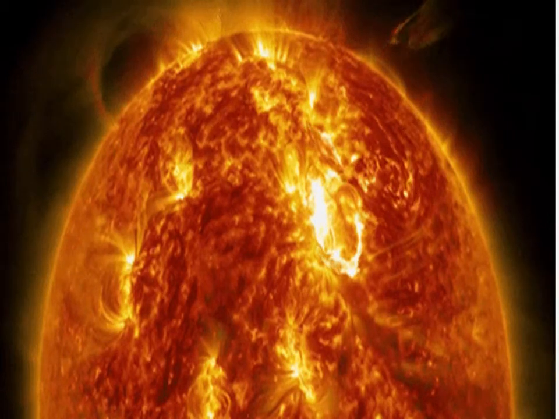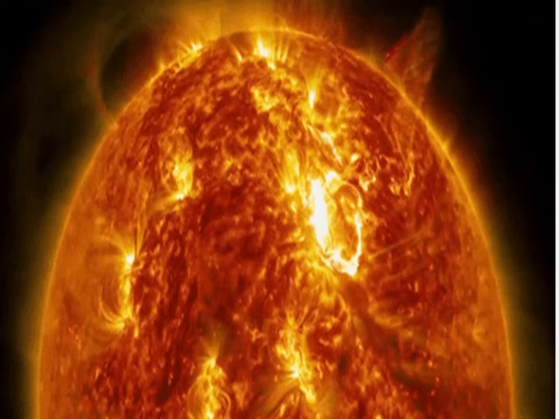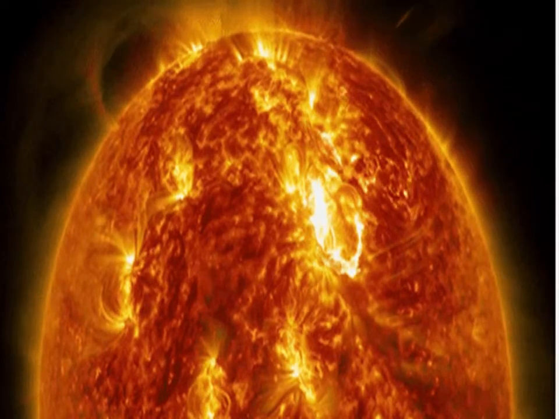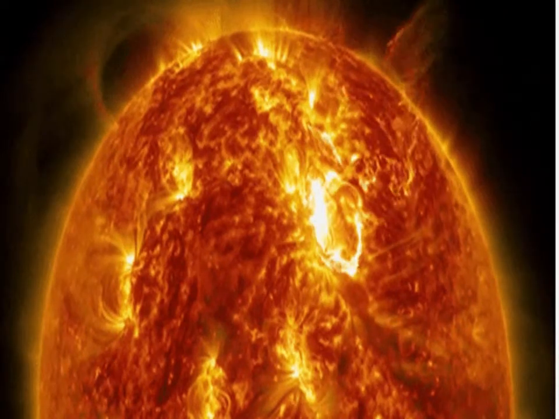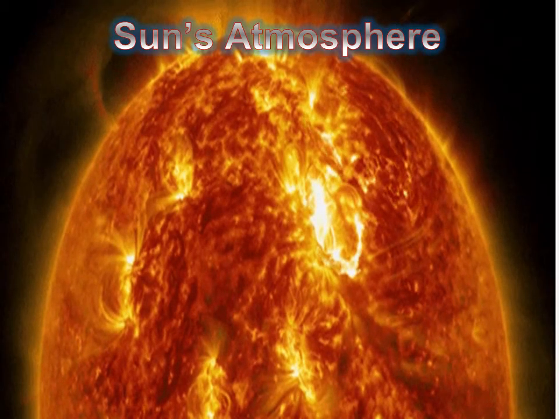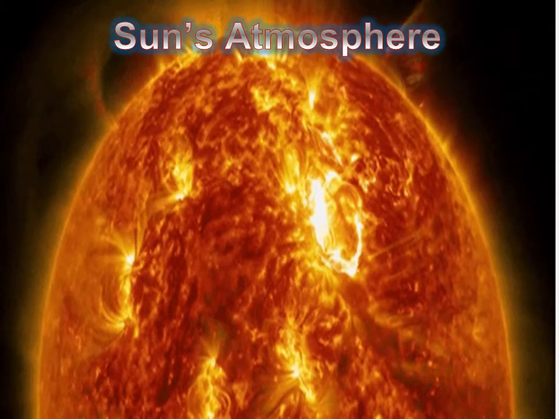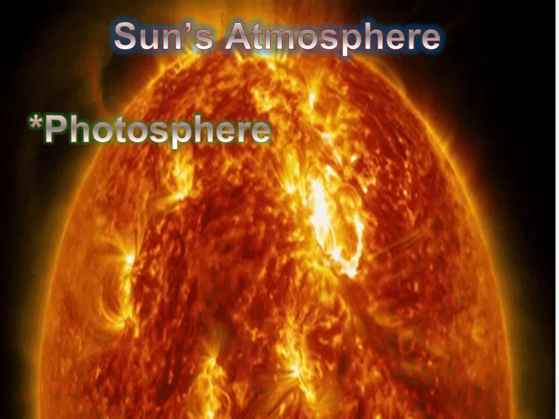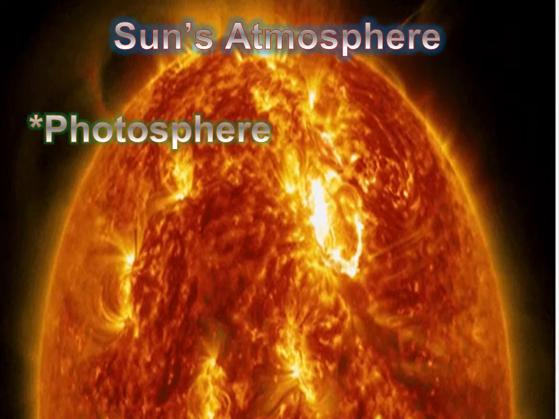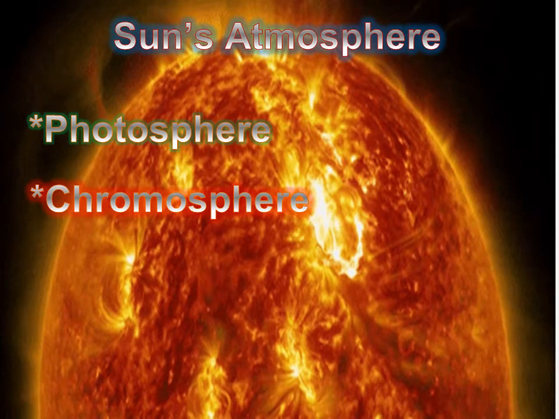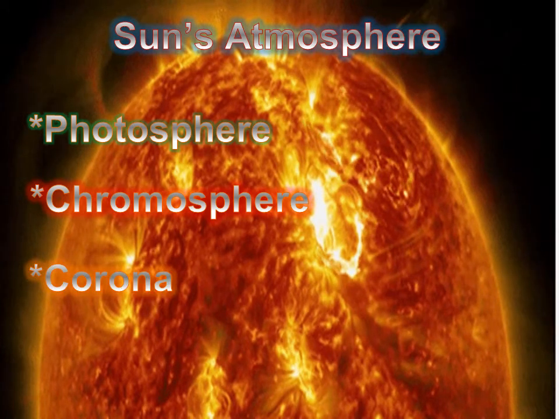Now we are going to discuss the characteristics of the sun. The sun is a ball of hot gases and has no hard surface. Like Earth, the sun has an atmosphere. The innermost layer is called the photosphere. It gives off light energy. The layer above the photosphere is the chromosphere. The outermost layer is called the corona.